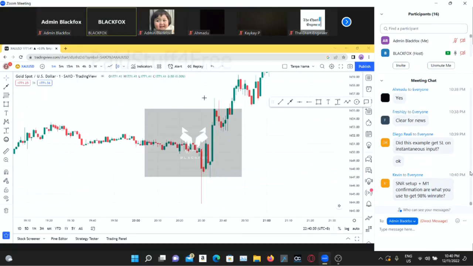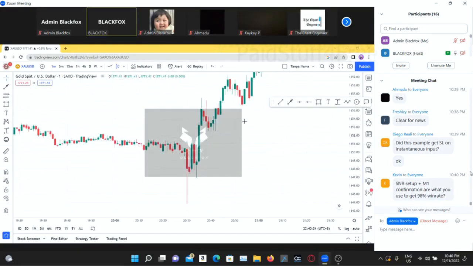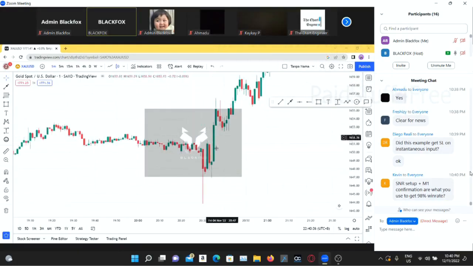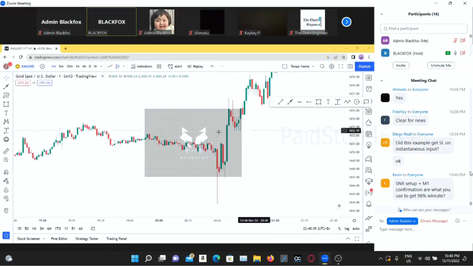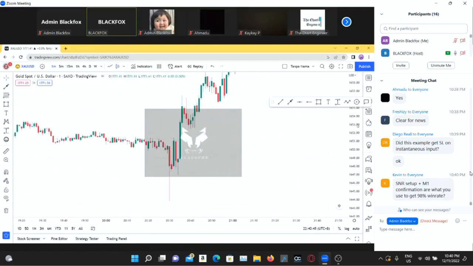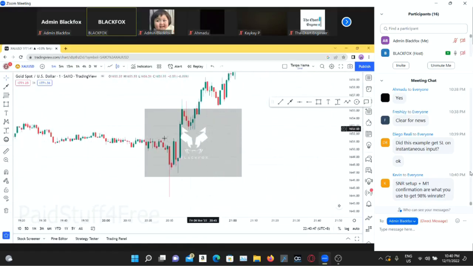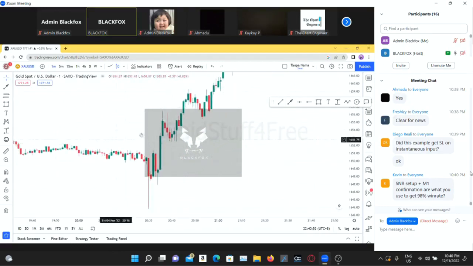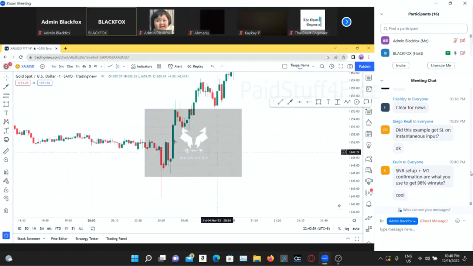SNR setup and M1 confirmation are what you use to get it. If I have 10 setups, my win rate is 8 per 10 and 9 per 10. So if I have 10 setups at SNR level and I also use confirmation, sometimes it fails one setup, sometimes it fails two setups.